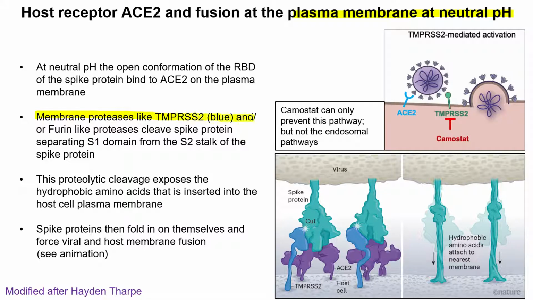Again, this is the repeat information. What are the proteases? We are repeating that, so you'll see that there is lots of redundant material. Although there are a couple of slides, many of the slides have the repeating information. And the proteolytic cleavage exposes the hydrophobic amino acids, which then fold themselves onto the viral membrane for fusion.